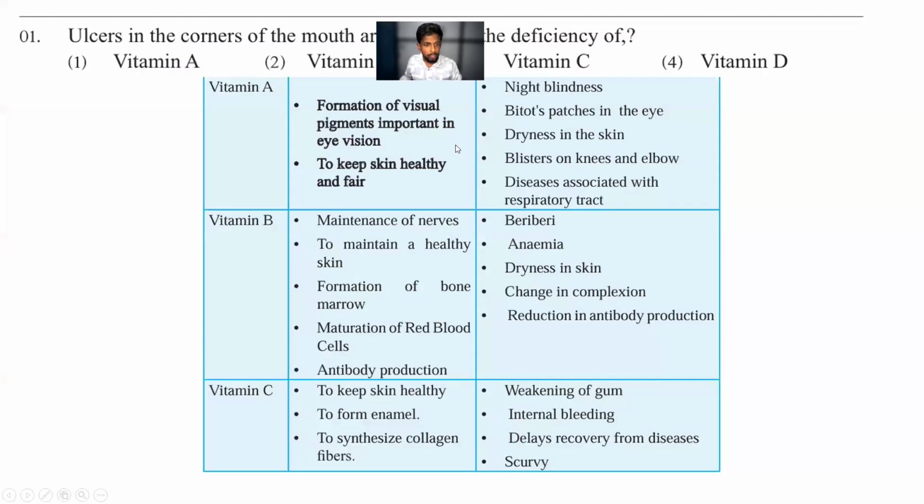Okay. So here the first question was related to the vitamin deficiency. The question was regarding vitamin B, right? Regarding that, there are some ulcers, wounds in the mouth, at the lip, the end of the tip of the lips. This is related to vitamin B. Last class we had discussed.